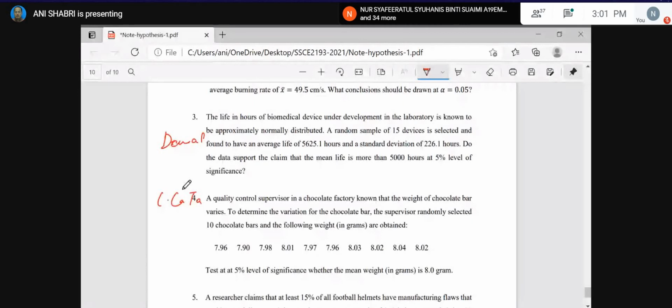Normal distributed terus guna Z ah? Tak semestinya. Ini just statement lah. Many any measurement can follow normal distribution. It's just statement lah. You just look at the question dia. Ini tak mempengaruhi soalan lah. Yang penting n is 15, s ada, kita gunakan t distribution.